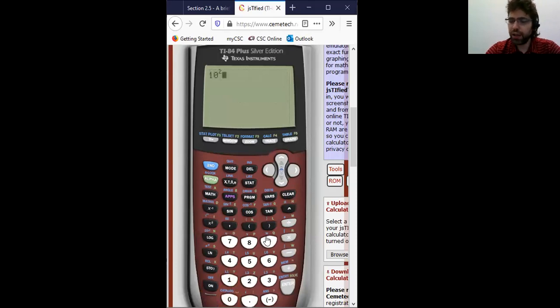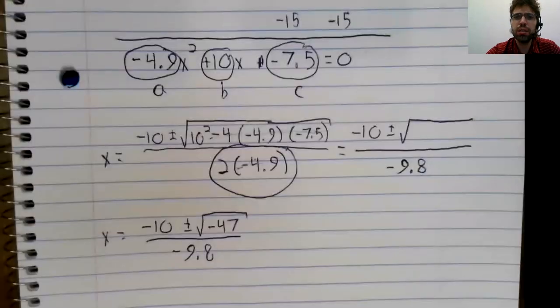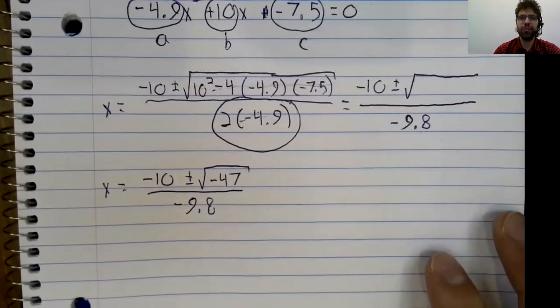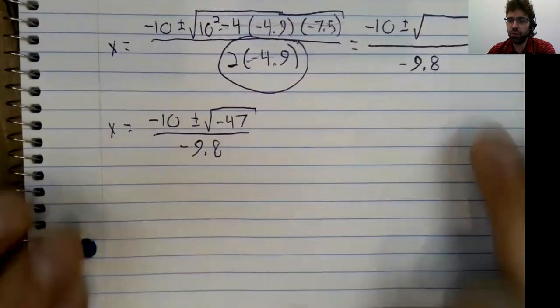B squared minus 4 times A times C, negative 47. So let's go back to my document camera. Here are the answers, and probably many of you can already see the problem we're rushing towards.